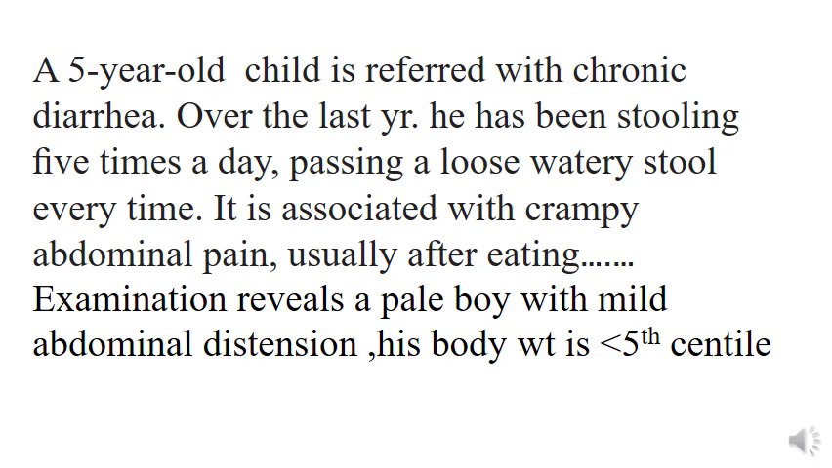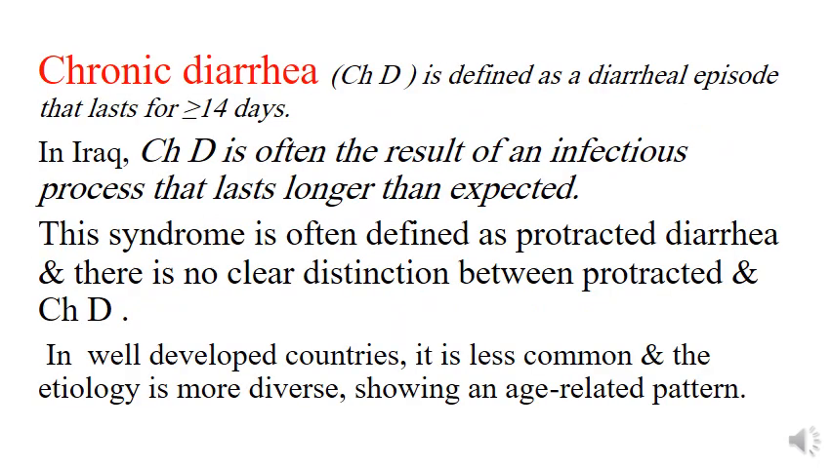So now we come to the next slide, please. Here you see chronic diarrhea is defined as a diarrhea episode that lasts more than 14 days. In Iraq, it is often the result of an infectious process that lasts longer than expected, and this syndrome is defined as protracted diarrhea or intractable diarrhea. There is no clear distinction between protracted and chronic diarrhea. In well-developed countries, it is less common, and the etiology is more diverse, showing an age-related pattern.